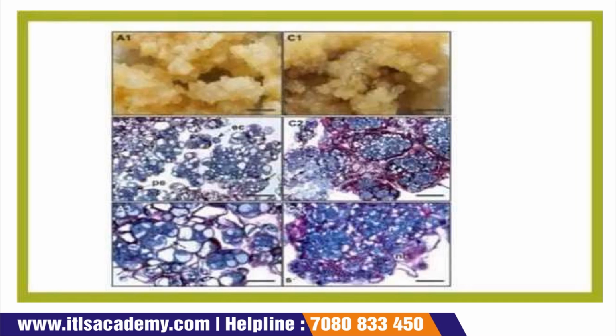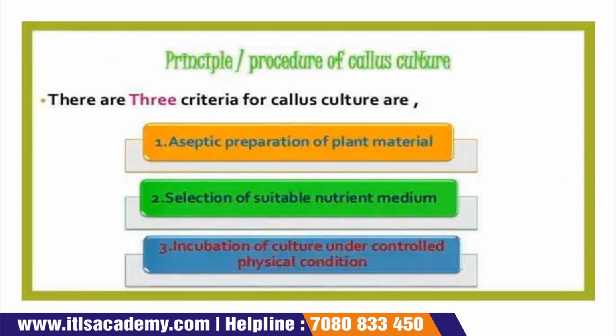Here you see that it is yellowish in color, and here it is purple in color due to the accumulation of anthocyanin. Now, the principle and procedure of callus culture. There are three criteria for a callus culture.